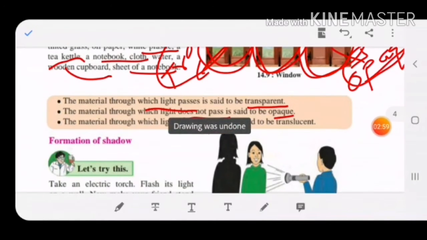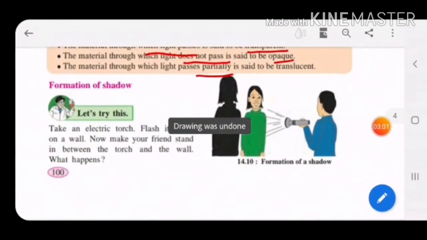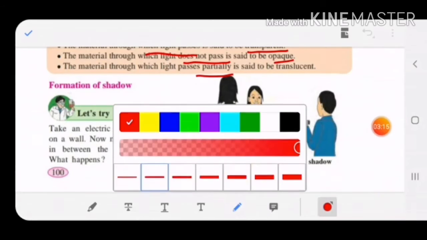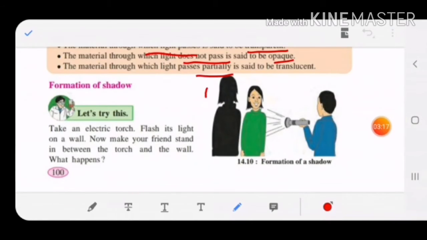Now let's move further. Formation of shadow, a very important part of this chapter. Formation of shadow, how shadows are formed. Let's try this. Now see, children, figure 14.10. The boy is holding a torch. Take an electric torch, flash its light on a wall. What you have to do is take a torch and flash a light on this wall. This is a wall. Okay.